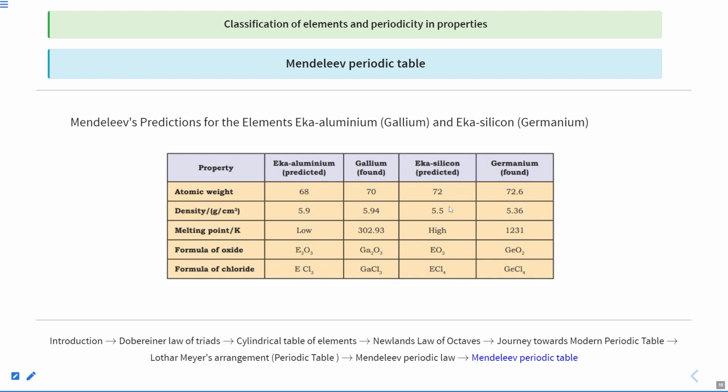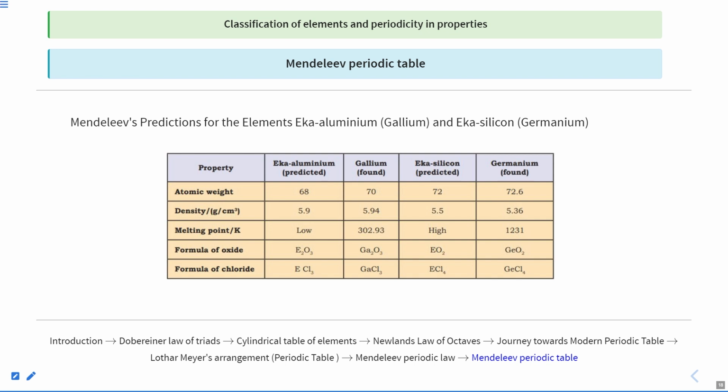Now, talking about germanium, he said that the atomic weight will be 72. It is 72.6. He predicted density to be 5.5. It came out to be 5.36. Again, the difficulty with the melting point remained. He predicted it very high, which came out to be 1231. Now, it will form an oxide of the form EO2, and it's very true, germanium forms an oxide of the form GeO2. Similarly, he said it will form a chloride of the form ECl4, and yes, it is GeCl4.